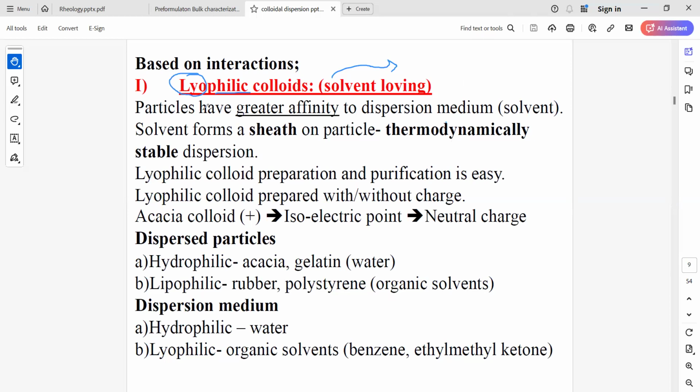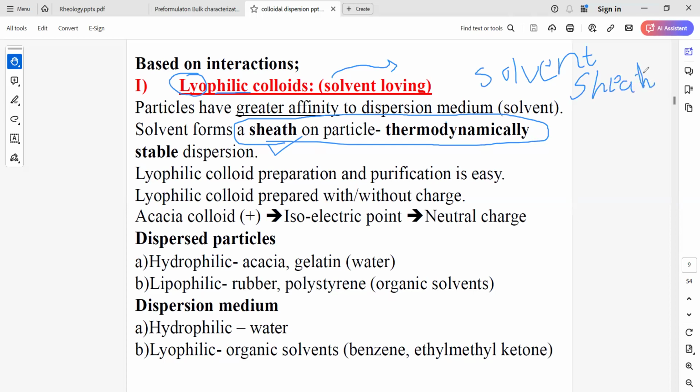The most important thing is that in the case of lyophilic colloids, as they are solvent loving, the solvent will form a film around your colloidal particle, and that film is known as a solvent sheath. What is it known as? Solvent sheath, which is not present in the case of lyophobic colloids, as they are solvent hating. So the solvent sheath is absent in lyophobic colloids, while it is present in lyophilic colloids.